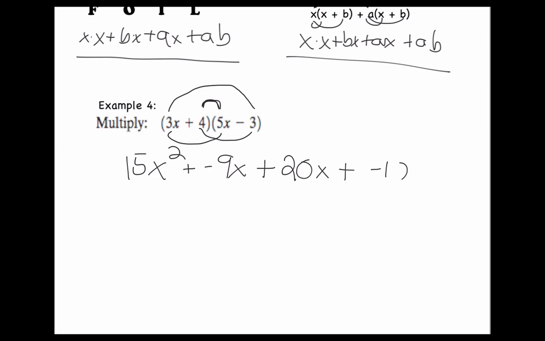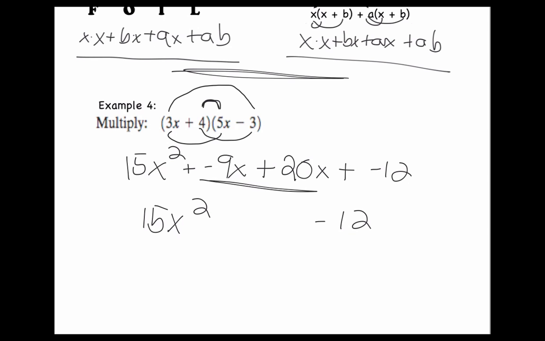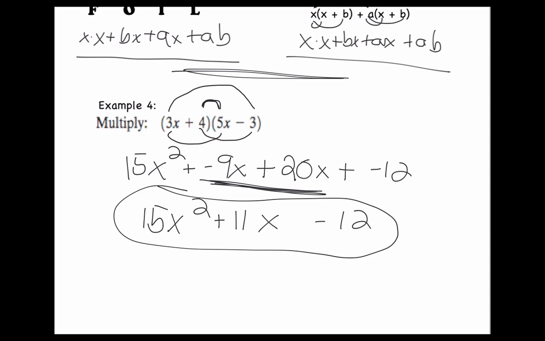-3, which is -12. Now the one thing we didn't do up above that we need to do now is combine like terms. Up above, we didn't have numbers in there, so combining like terms would get messy. Now that we're dealing with an actual problem, 15x squared isn't going to change, and the negative 12 isn't going to change. But in the middle, and this tends to be the case if you're going to have like terms, in the middle we have like terms. So negative 9x plus 20x would give me plus 11x, and then that would be my final answer.